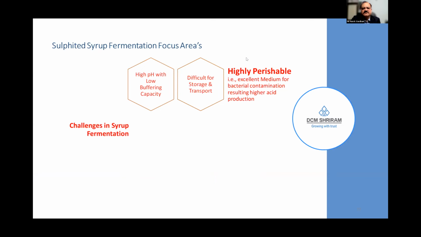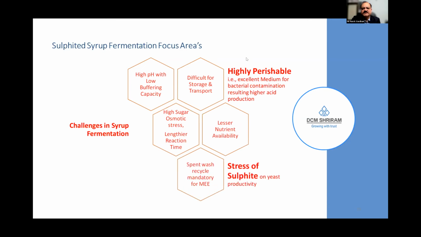The syrup has higher pH with low buffering capacity, high osmotic stress, sugar stress, and lengthier reaction time compared with B heavy and C heavy. Lesser nutrient availability, so we have to add more nutrients, and of course the low slope generation, so high energy cost, high ROI utilization.